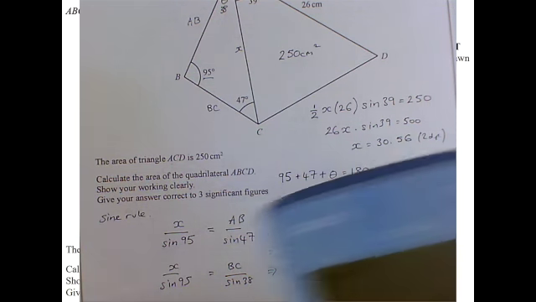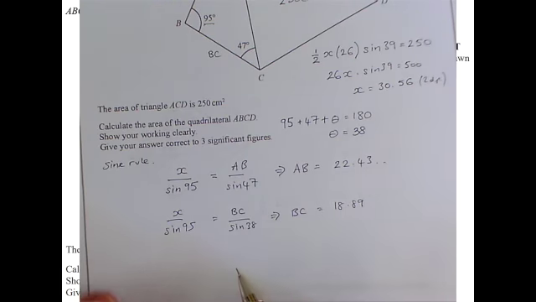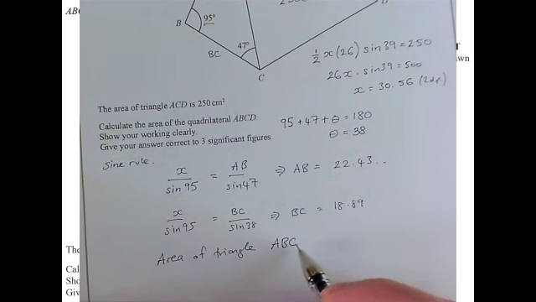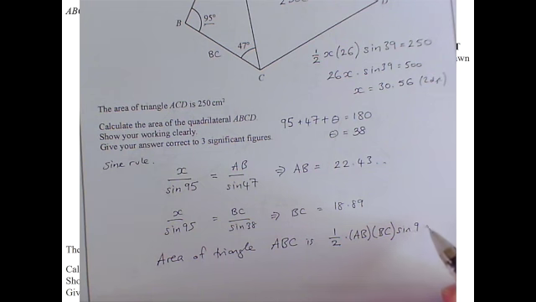Okay, so I've already been given the area of the first triangle, ACD, so if I find the area of the second triangle and add them together, I should get the area of the quadrilateral, shouldn't I? So I'm going to tell the examiner what I'm doing. I'm going to find the area of the triangle ABC. Which will be half, what shall I use? I know, I'll just use what I found. Half AB times BC times the sine of the angle between them, sine 95.